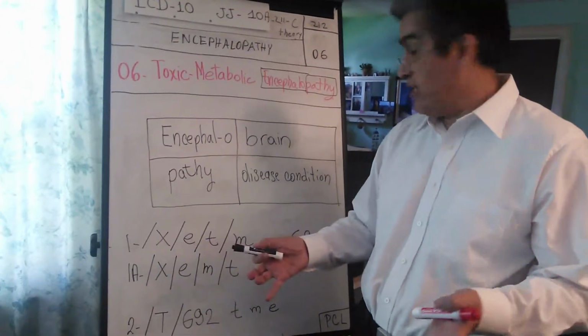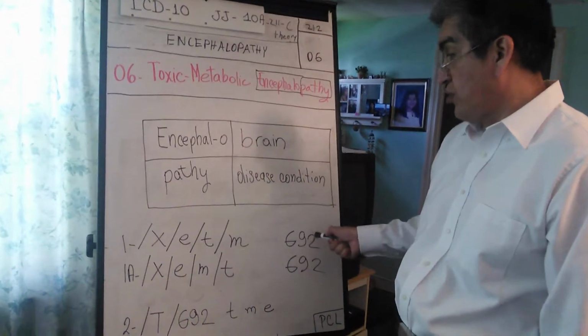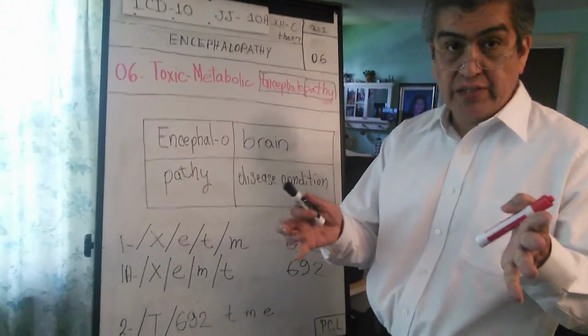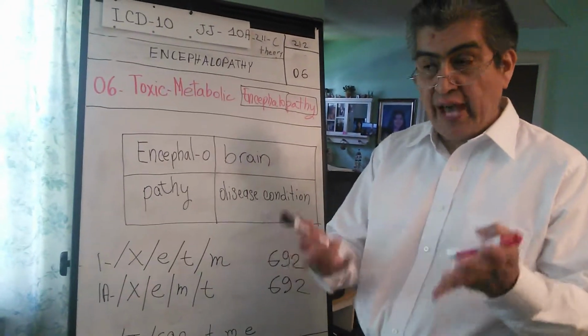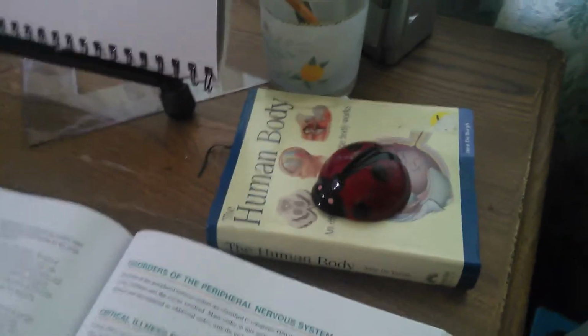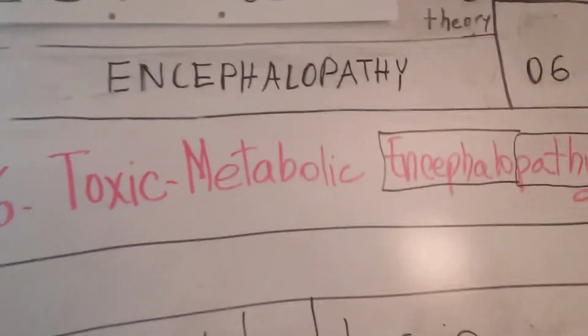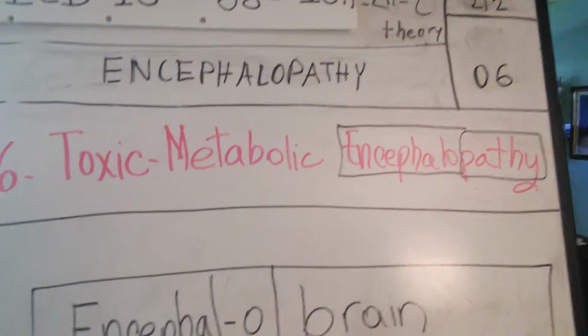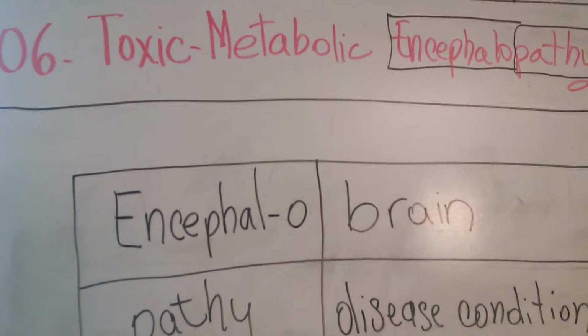And that's how we check that the answer is G92. Okay, now Stephanie is going to do the whole process so you can see how it's actually done in the book while I follow her with the camera. Let me point first to the problem. The problem is toxic metabolic encephalopathy.